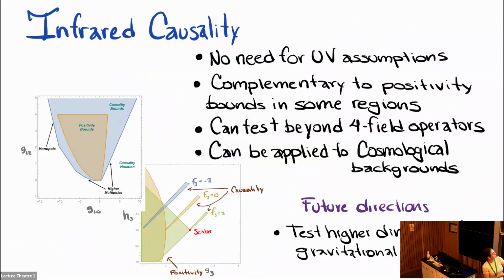And I'm probably just going to skip this and end with a review of what I just told you. So the nice thing about infrared causality is that you don't have to use UV assumptions. In some cases, it gives you complementarity with analytic positivity bounds. And here I just showed you how to test operators that have 4 fields because I wanted to compare to positivity bounds. But positivity bounds are not well known for more than 2-2 scattering. Causality can be very easily applied beyond 2-2 scattering, so that's an advantage. And it can also be applied to cosmological settings, which also for positivity, we don't know very well how to do that.